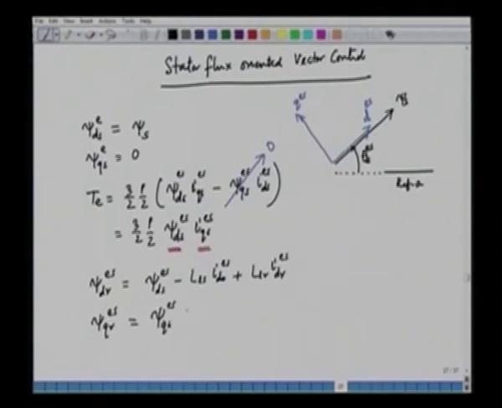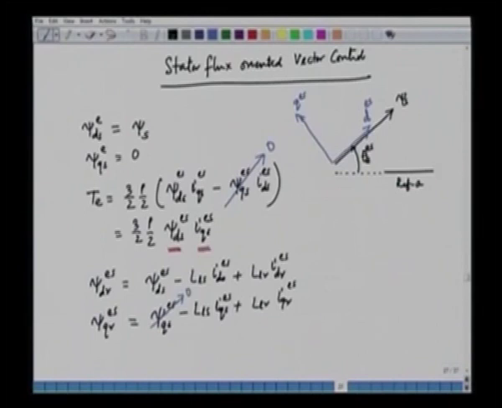Now, this is necessary because we target the stator flux vector. ψqr = Lm Iqs + Lr Iqr. So, what we are trying to do here is write the rotor flux in terms of stator flux, ψds and ψqs. Now, we know that ψqs is equal to 0.